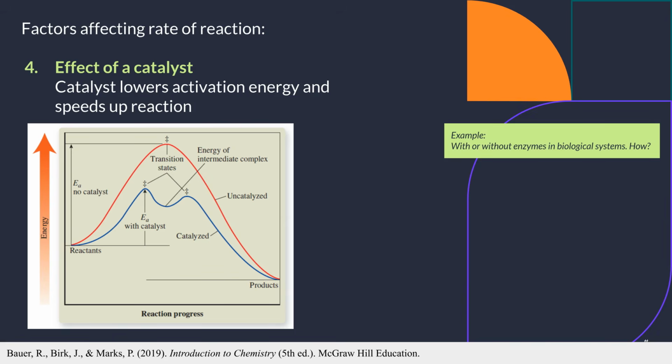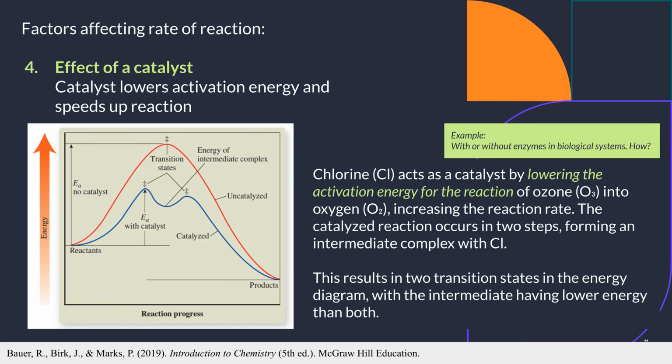A catalyst speeds up a reaction by lowering activation energy. Looking at the energy diagram, which pathway produces products faster, and why? The reaction with a catalyst happens faster. The catalyst provides an alternative pathway with a lower activation energy. This means particles need less energy to react, so more collisions become effective. The key point is that catalysts do not change the products. They only make the reaction happen faster.